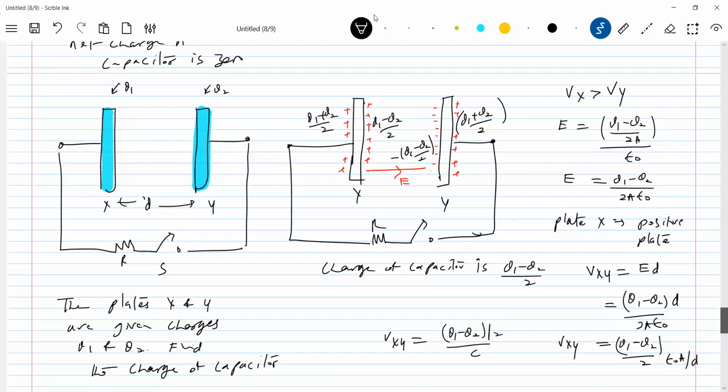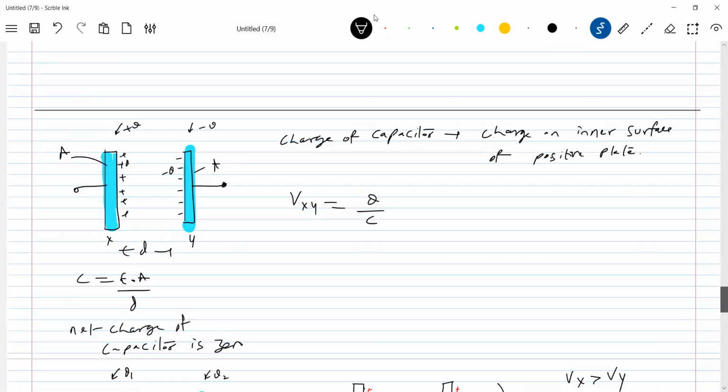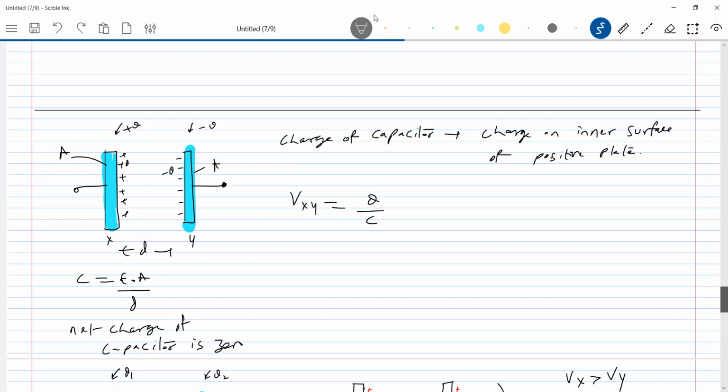So even if you give unequal charges, yes, we can do it. But practically it is not possible. It's very difficult to construct a system like this. This one is possible. How can we give such charges? Just by connecting the capacitor across a cell.